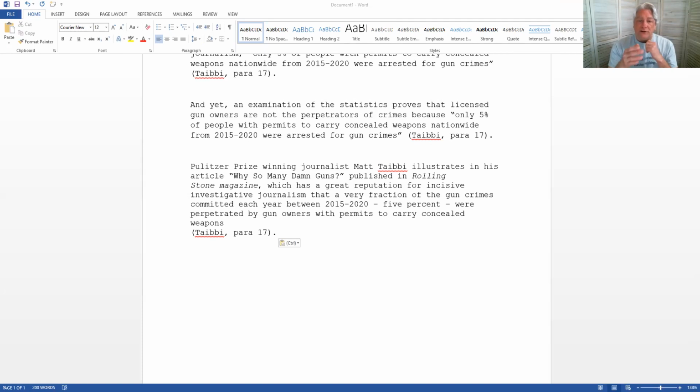Pulitzer Prize winning journalist Matt Taibbi illustrates in his article, Why So Many Damn Guns, published in Rolling Stone magazine, which has a great reputation for incisive investigative journalism, that a very small fraction of the gun crimes committed each year between 2015 and 2020, 5%, were perpetrated by gun owners with permits to carry concealed weapons. Paraphrased. Because the quote's not necessary.